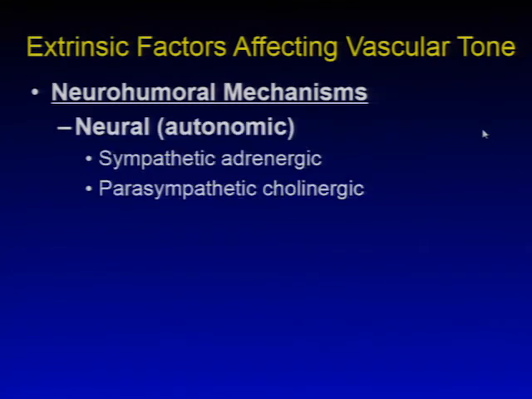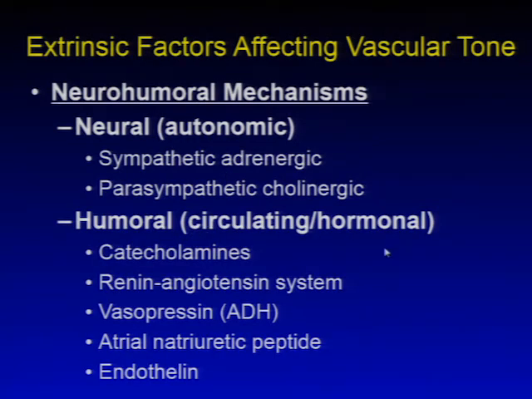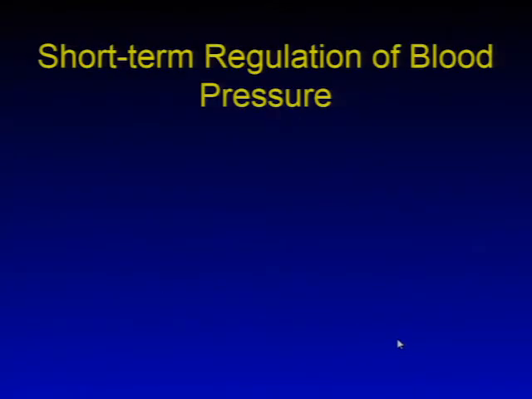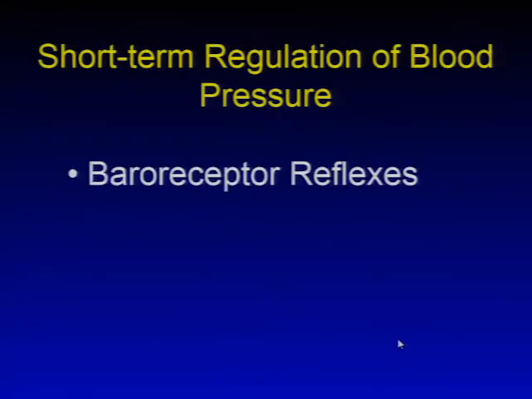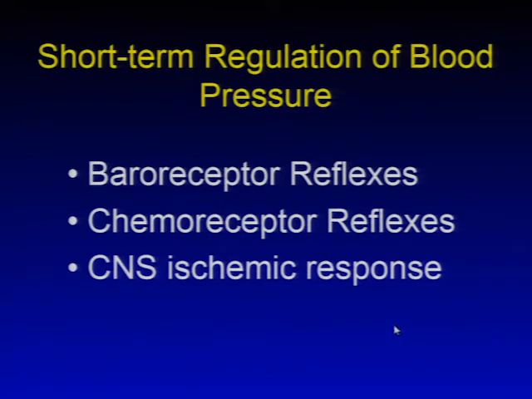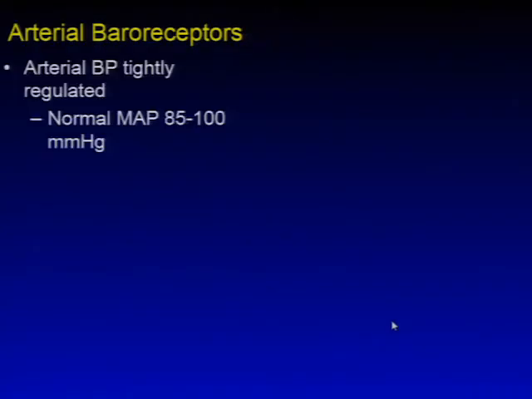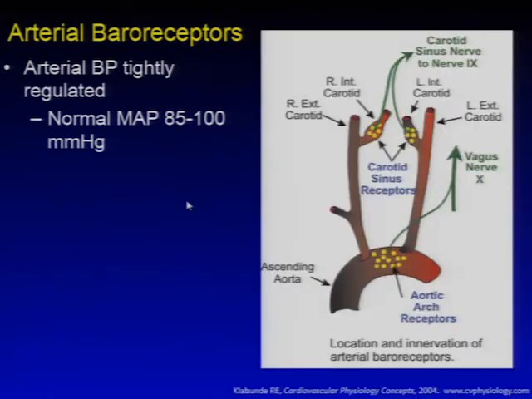And here are the neurohumoral mechanisms. This is typically your autonomic innervation, such as sympathetics and parasympathetics, as well as circulating catecholamines. So, short-term regulation of blood pressure. Other receptors that we have throughout the body include the baroreceptor reflexes, chemoreceptor reflexes, as well as our brain's ischemic response. Arterial baroreceptors help regulate blood pressure very tightly. For a patient, a normal blood pressure is a mean of between 85 and 100. However, this is not always the resting blood pressure.